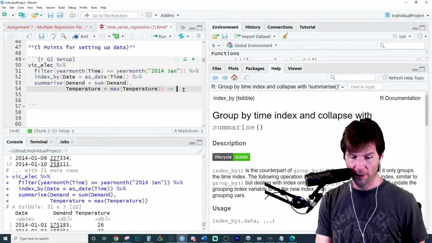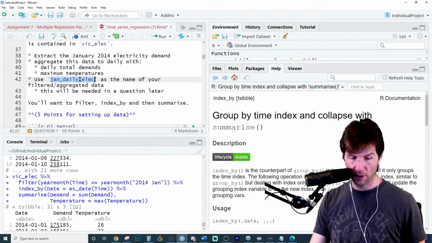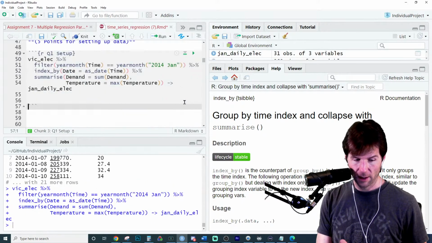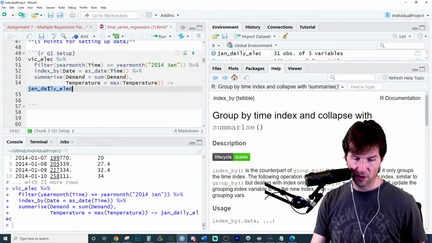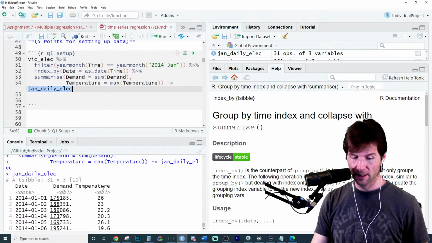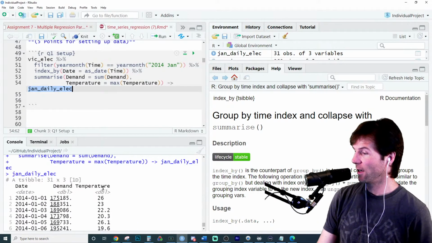Let's go ahead and store on the outside of this over here to the January daily electric data. There we go. Data's been stored. Got it reindexed. Got it daily demand.